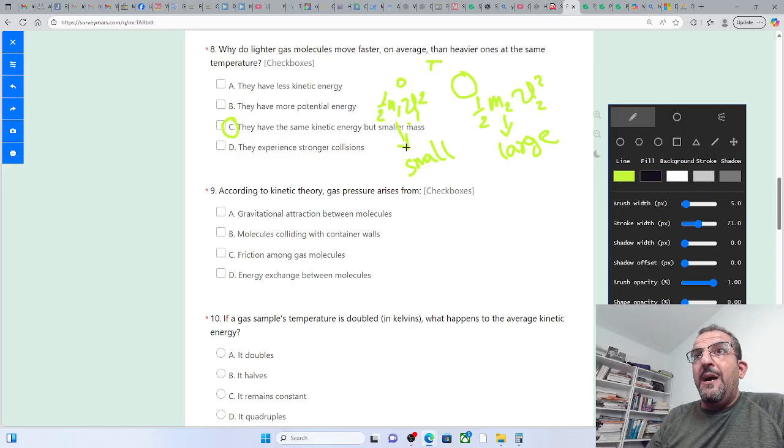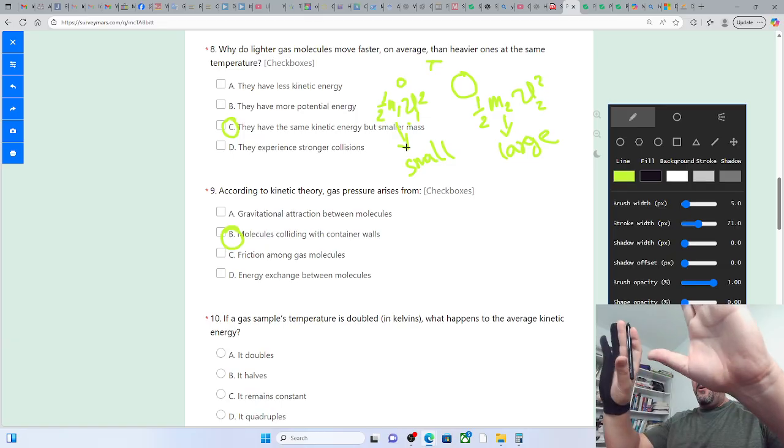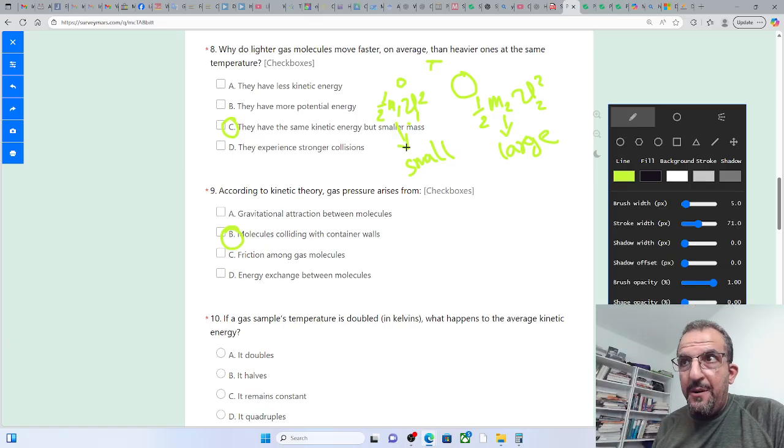So let's see. According to kinetic theory, gas pressure arises from gravitational attraction, molecules colliding with the container walls. So of course it is B. We have gas molecules colliding with the container walls.